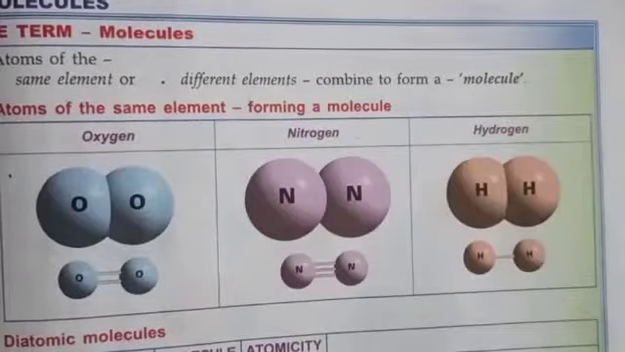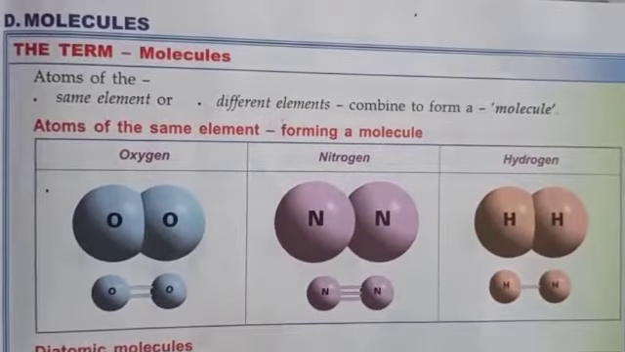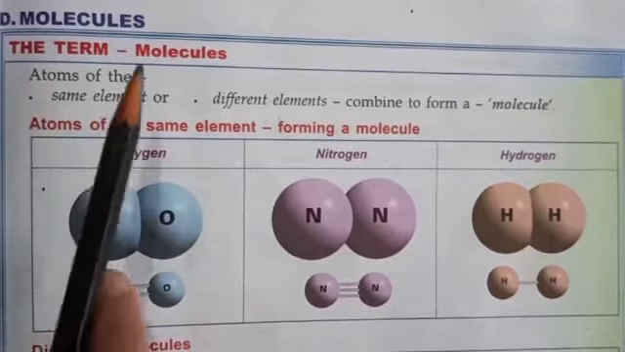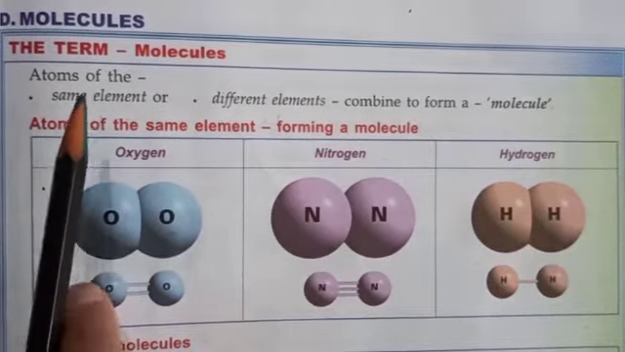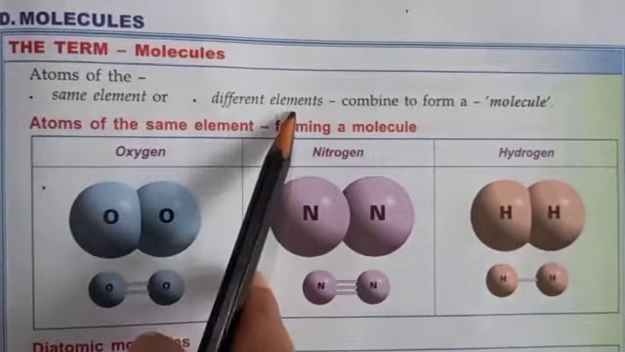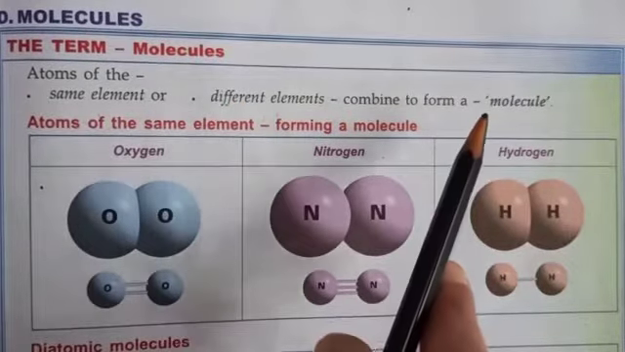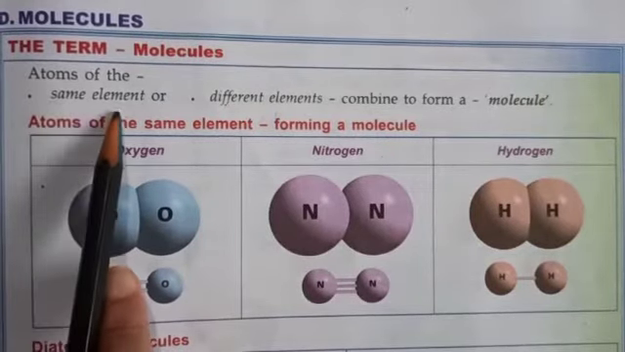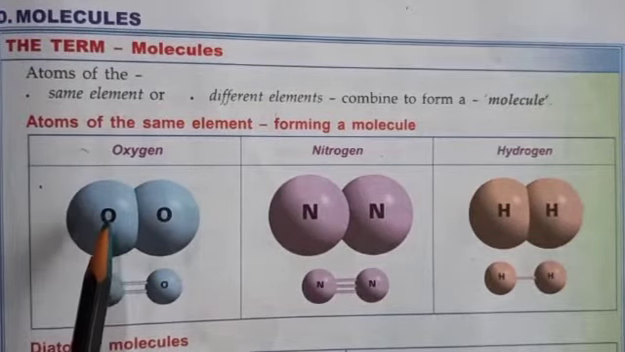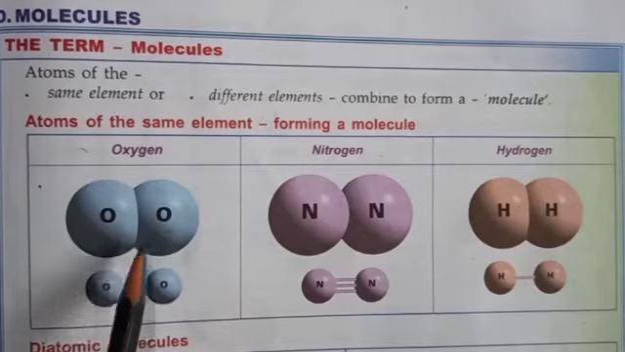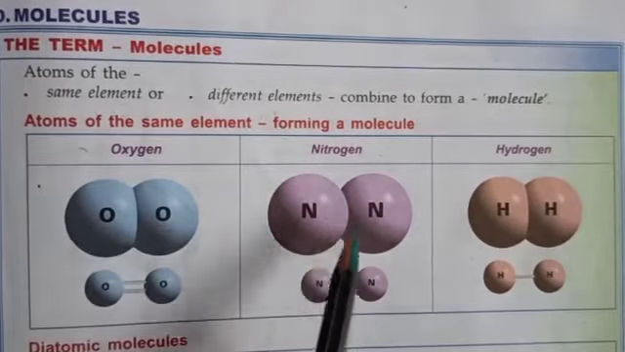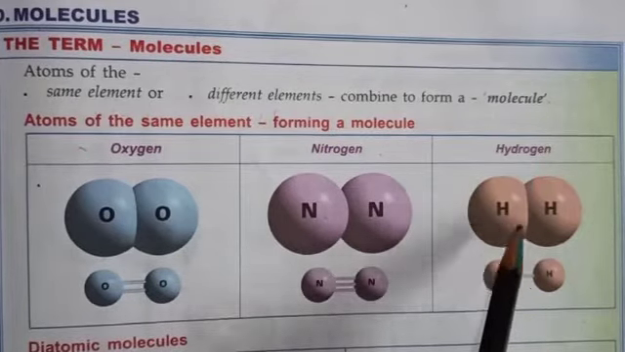Now students, let's study the term molecules. What are molecules? When atoms of the same element or atoms of different elements combine, they form a molecule. When atoms of the same element combine, for example, here you can see oxygen. This is O2, the oxygen molecule. This is the nitrogen molecule, N2. This is the hydrogen molecule, H2.